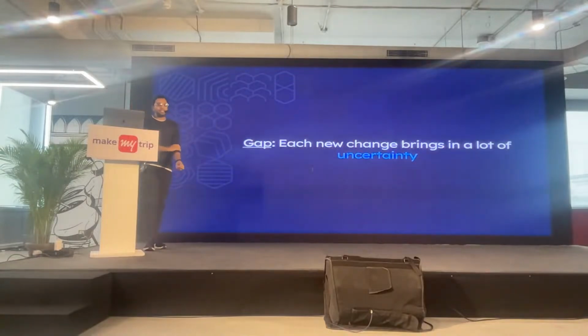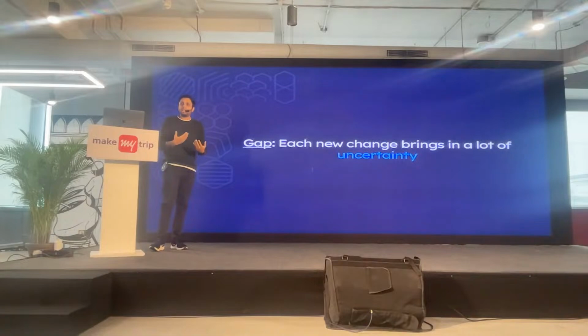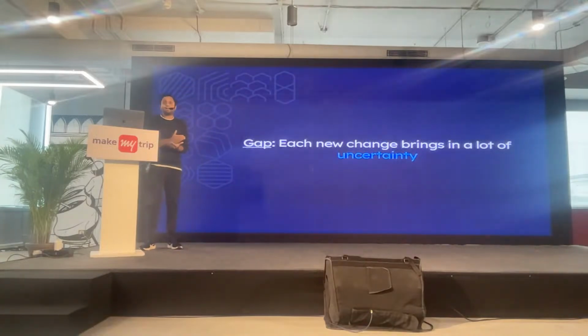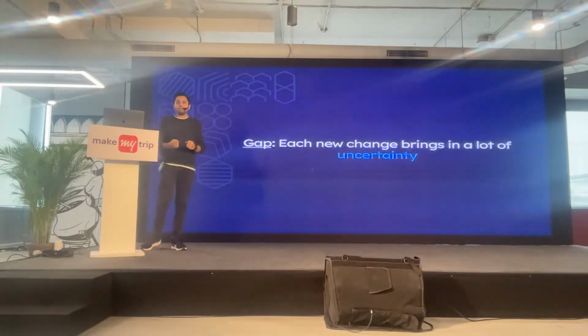Another thing that we realized while doing the introspection was we were breaking things a lot. We were shipping fast, we were breaking a lot, we were building new components, we were changing them from time to time, and people don't like it. When you break something in production, people are going to fight back. So every new change, every new commit brought in a lot of uncertainty.